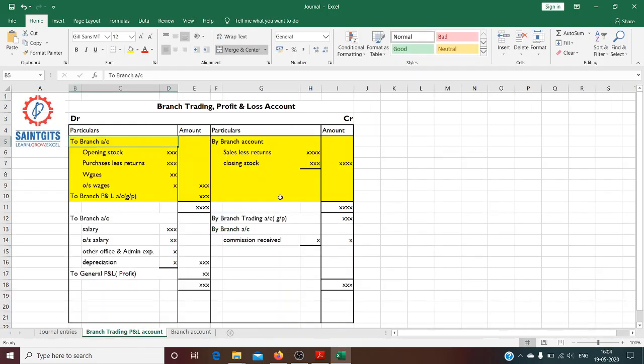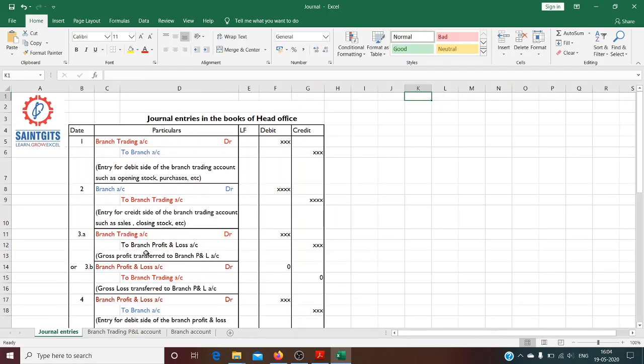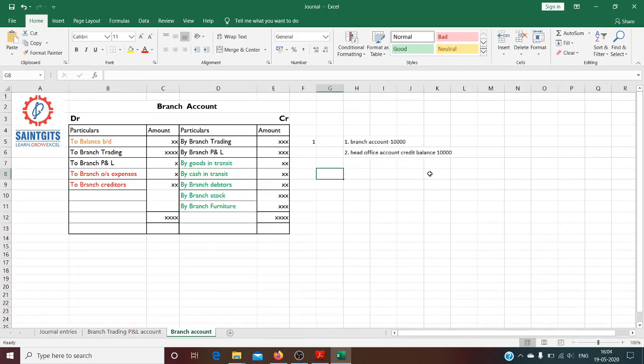Now coming to the second entry, credit side of the branch trading account. The entry will be branch account debtor to branch trading. See the entry, branch account debtor to branch trading. Now coming to the branch account, this will be our second posting actually. Second transaction and second posting.